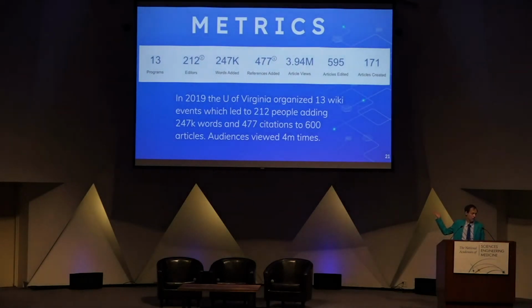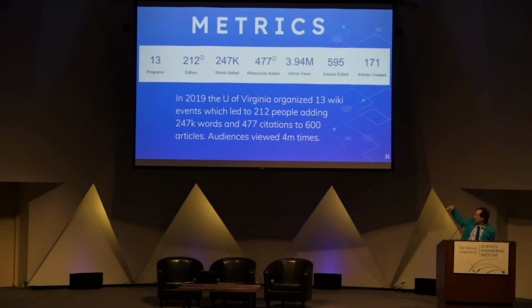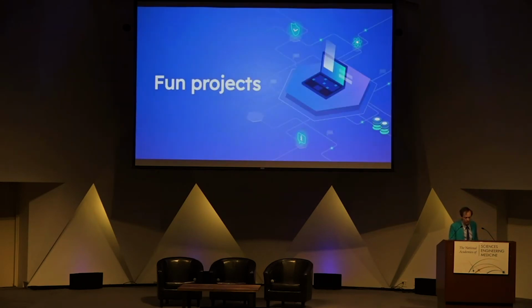As I said, I work at the University of Virginia. This is the kind of report that someone like me would share. Last year at the University of Virginia, I ran 13 programs. We had 200 people edit Wikipedia. They made accounts. They added 200,000 words. They added 477 references, and the content's been viewed 4 million times. That's the kind of communication impact that somebody might want, with a similar kind of dashboard or tracking system as Facebook and Twitter, and Wikipedia offers a similar product.